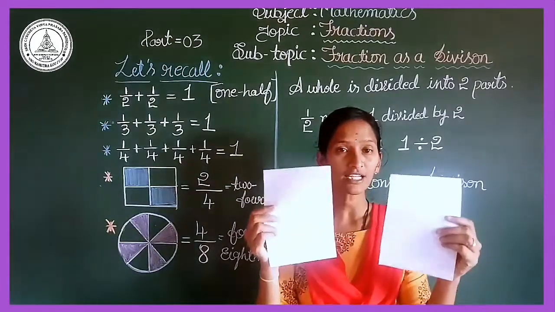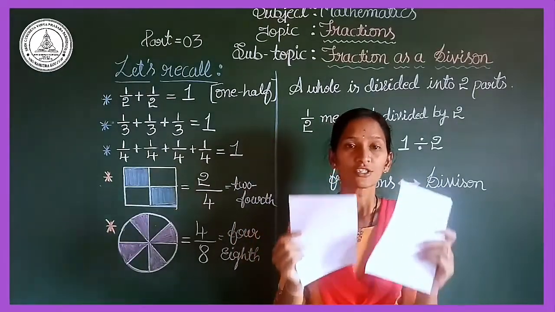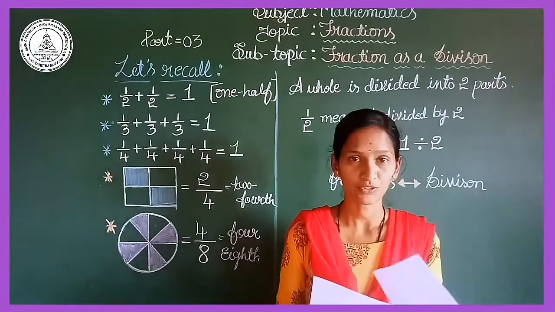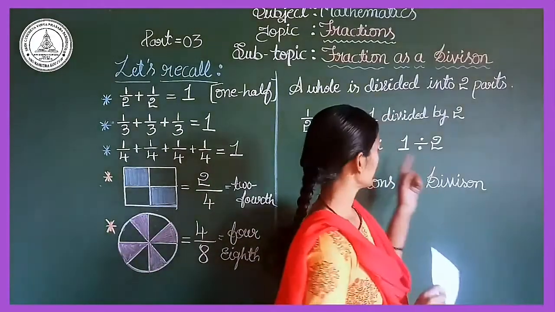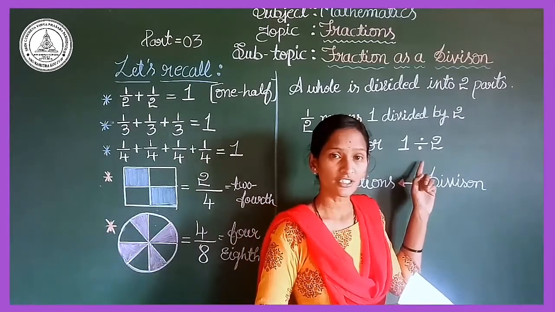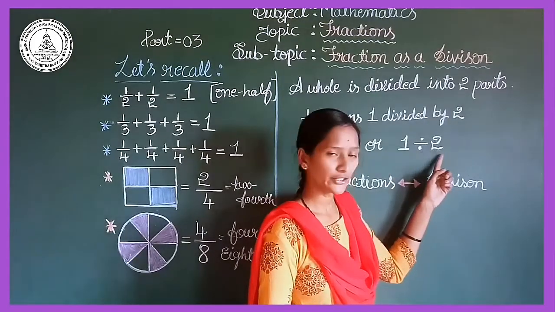So these are the 2 equal parts of a paper. Right? So each part we call 1 by 2. See here, this 1 by 2. How can you write it in division using the division symbol? That is 1 divided by 2.